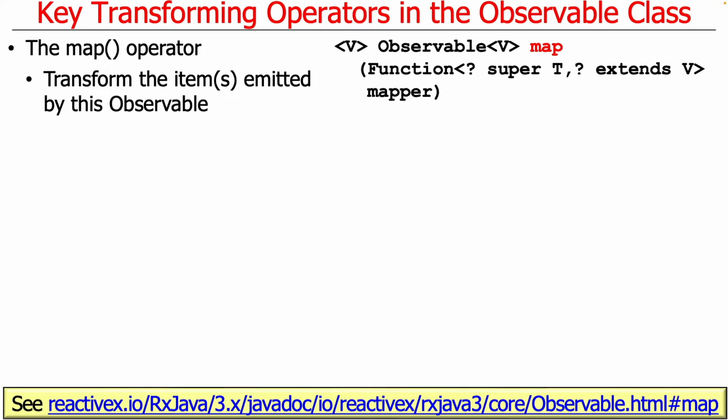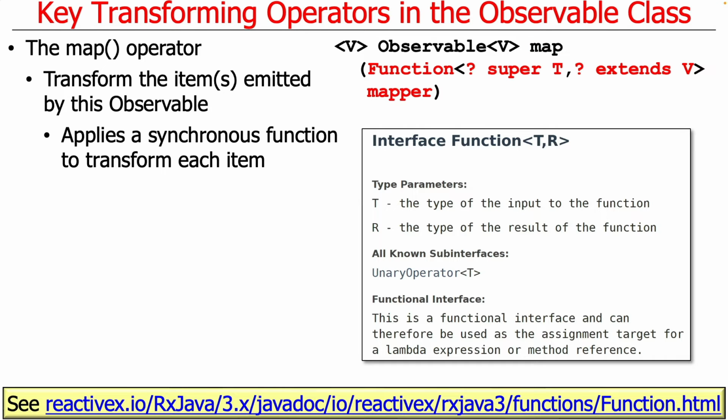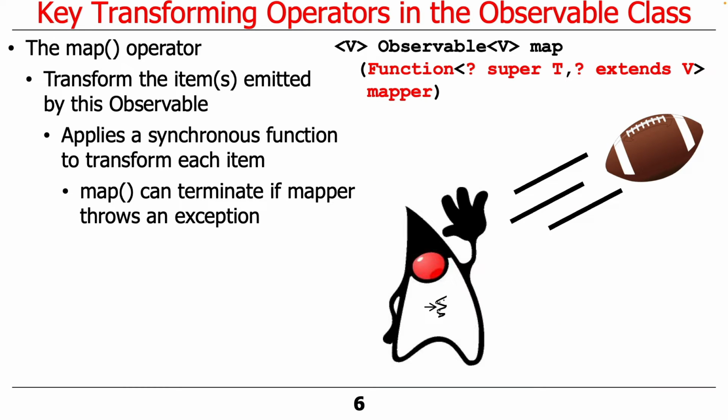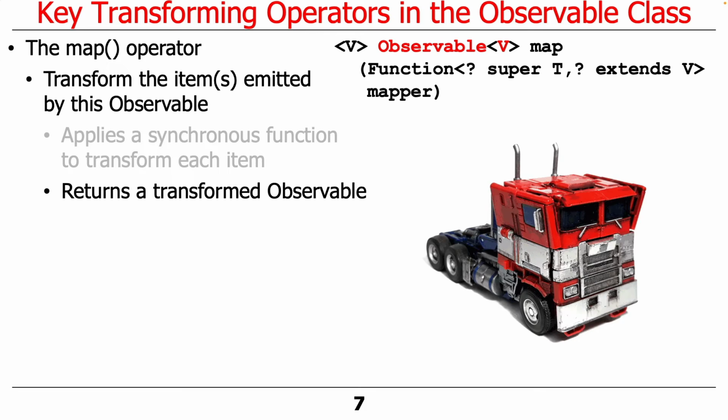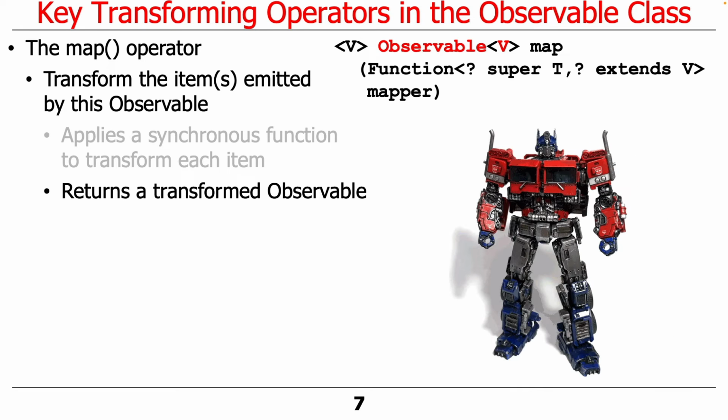So the map operator transforms the items that are emitted by this observable from whatever they take as input to whatever they're told to transform into by the mapping function, or the mapper function, that's passed as a parameter. So map will apply this function, the mapper function, synchronously to transform each item. Normally, if all goes well, it'll transform everything in the stream. But if the mapper throws an exception, then map could terminate early. So it's not guaranteed to complete, but if nothing goes wrong, it will. It returns a so-called transformed observable.